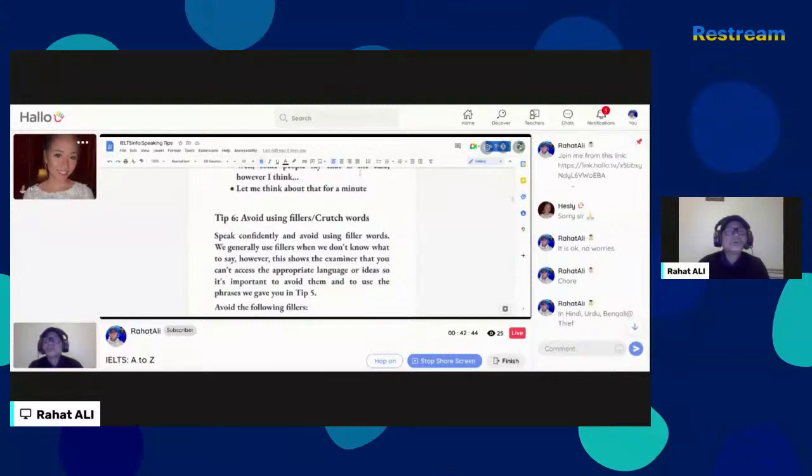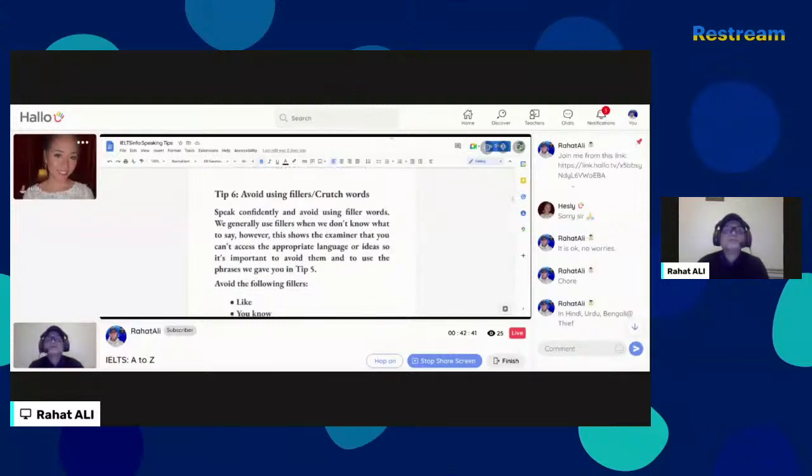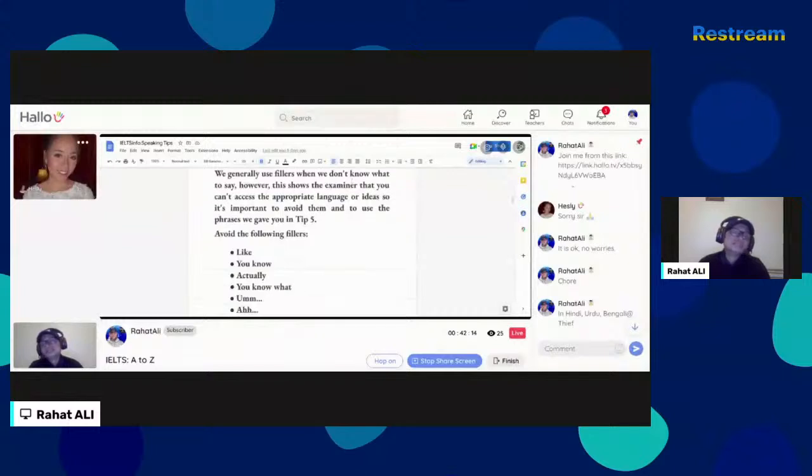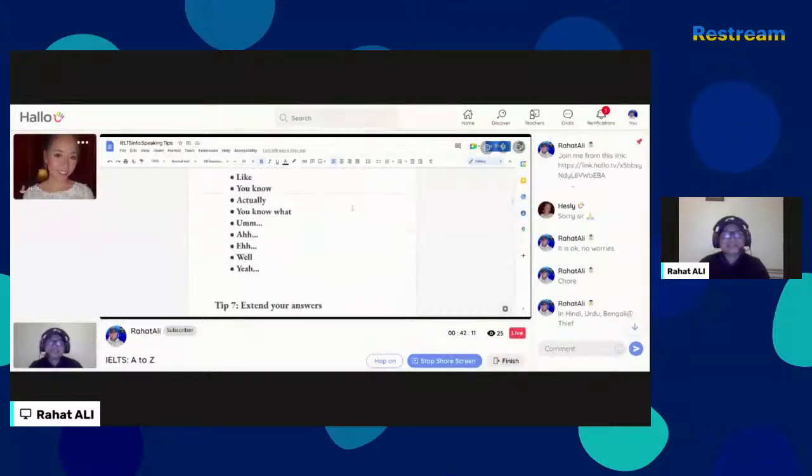Avoid using fillers or crutch words. Fillers are sometimes called crutch words. These are words that we use very often in our speaking, repetitively and sometimes without knowing. For example, people say, "like a," or "you know," or "you know what." These are the three most common. In other cultures it is "yeah," "well," etc. Try to avoid crutch words or fillers wherever possible.